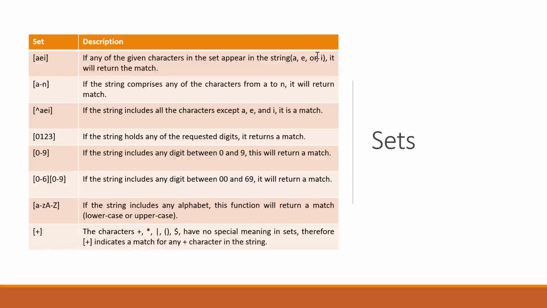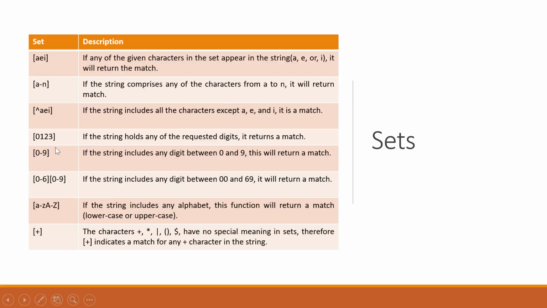Now let's move forward and discuss sets in regular expression. A set in regular expression is a collection of characters enclosed within the square brackets that have some special meaning. Here you can see one example related to a set. In the square brackets we have defined A, E, I, and this will search for all the specified characters. So it will search for A, E and I only and return the match related to that. Then in the same way, if you use a hyphen between two characters, then it will look for the series of characters in alphabetic order. So if I specify A hyphen N, then it will search for all the characters from A to N.